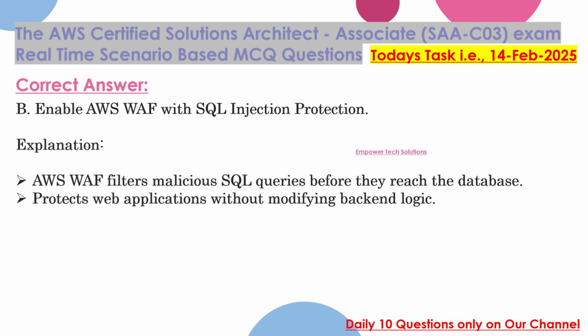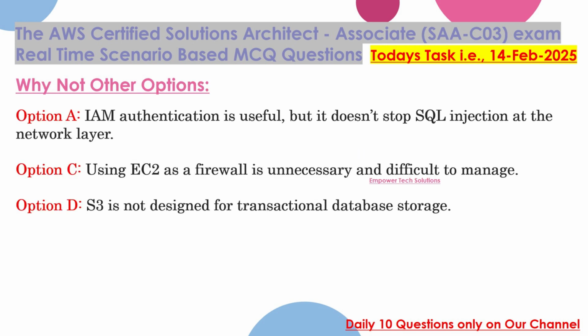Correct answer: B. Enable AWS WAF with SQL injection protection. Explanation: AWS WAF filters malicious SQL queries before they reach the database. Protects web applications without modifying backend logic.